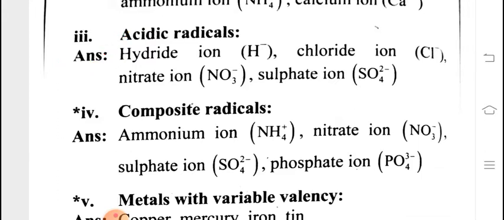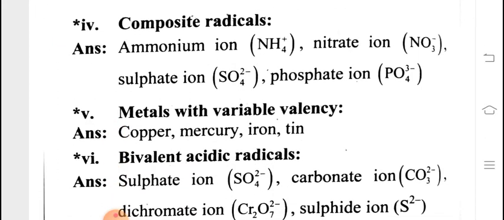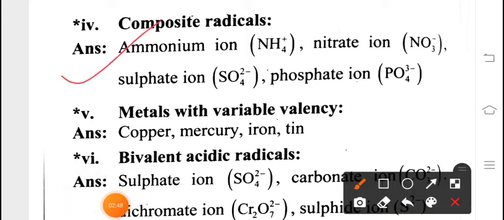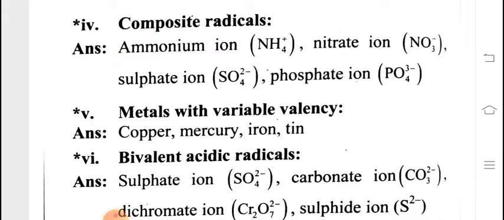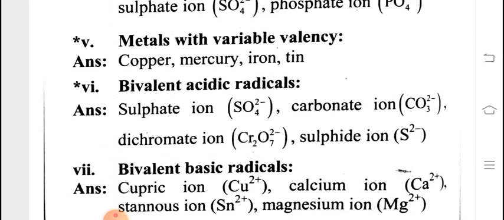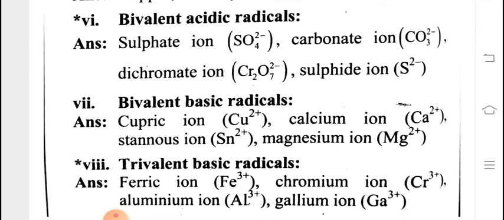All are negative. Next is composite radicals. Composite radicals means a combination of two or more atoms, such as NH4, NO3, SO4, PO4. Okay. Metals with variable valency: copper, mercury, iron, tin, all are having variable valency. Now next is bivalent acidic radicals, which are sulfate ion, carbonate ion, dichromate ion, and sulfide ion.